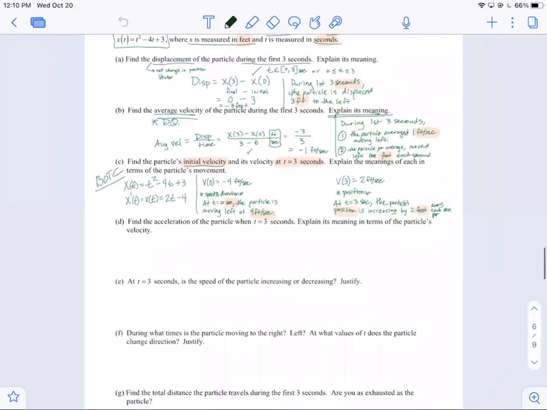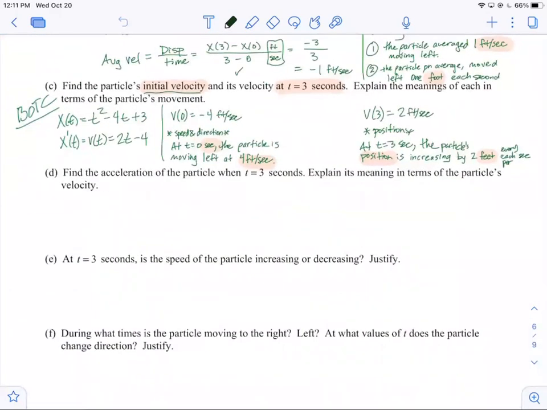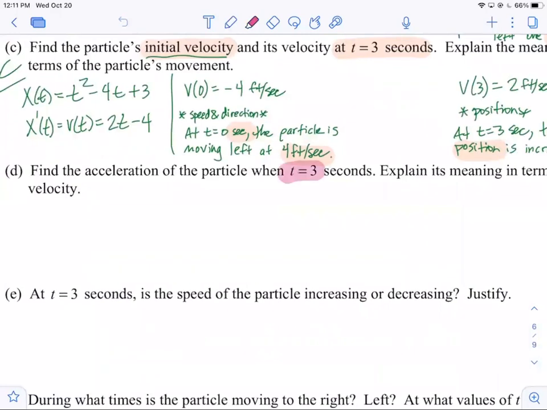So we had just busted out the calculus on part C, when we were finding its instantaneous rate of change of position, also known as velocity, right? At 0 and 3. So I think we finished both of those, right? Yeah. All right, so that brings us to part D. Find the acceleration of the particle when t is 3.